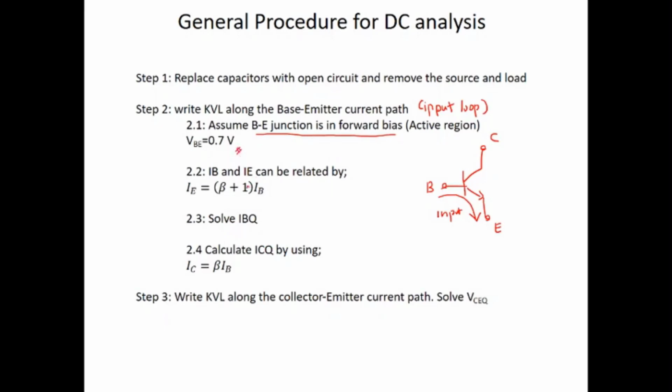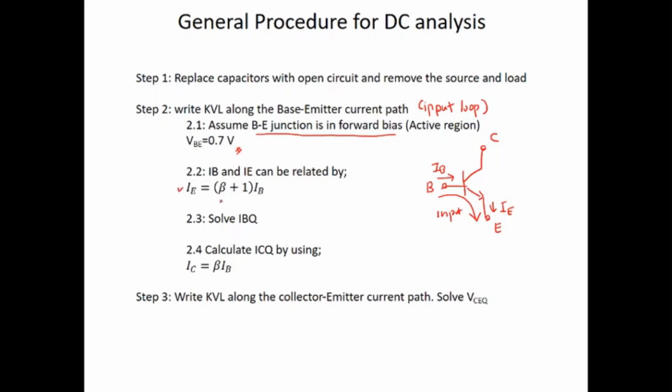The second one is that when you do the KVL, you have the current at the base IB and also the current at the emitter IE. So in your KVL, you might have the IB term and IE term. You can relate the IB and IE with this equation: IE is equal to (beta plus 1) IB.